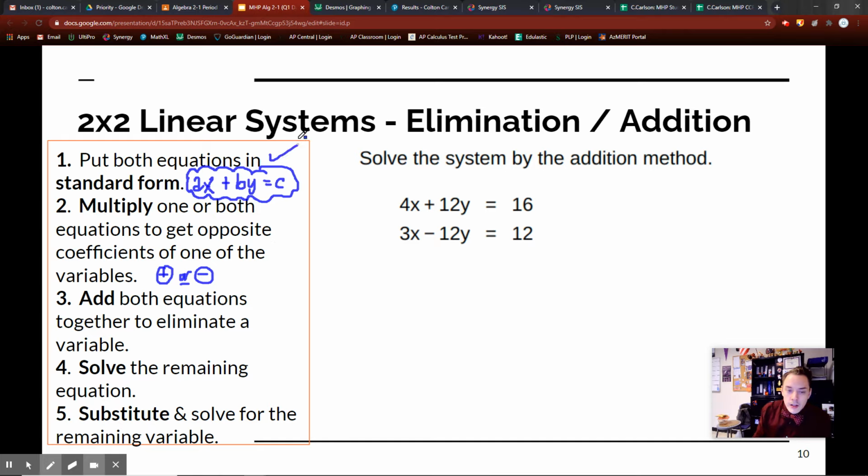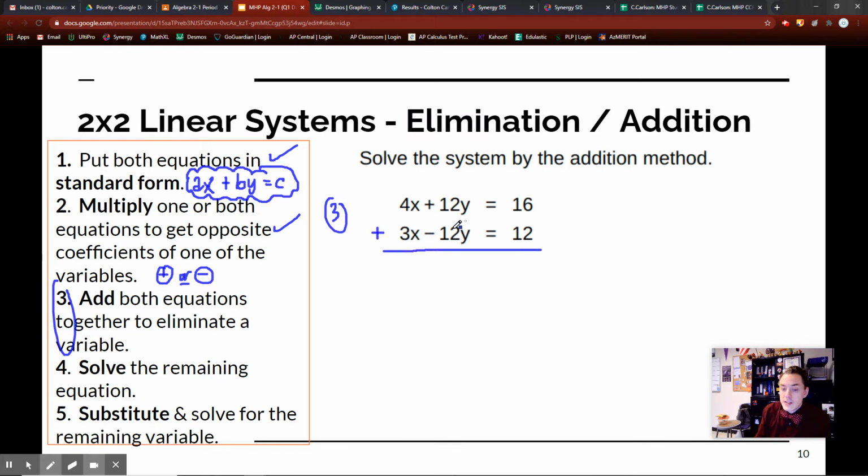So step 1 is already done. Step 2 is already done, technically. Really, both of these steps are solid. We're now starting with step 3, and that's what we're going to do. We're going to now add.